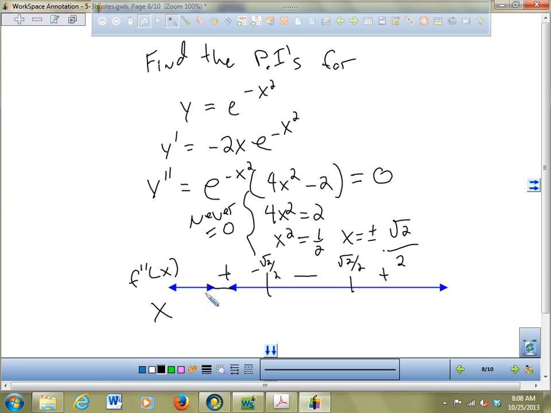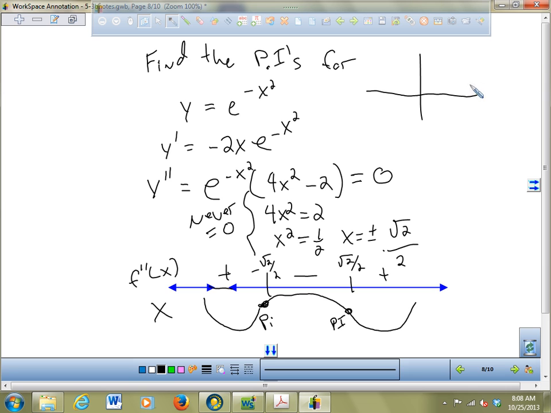So what this means is here the concavity is up, right? Then the concavity is down all through here, and then the concavity is up through there. And here, what do I have? I have points of inflection, because the concavity is changing from negative to positive. Okay?